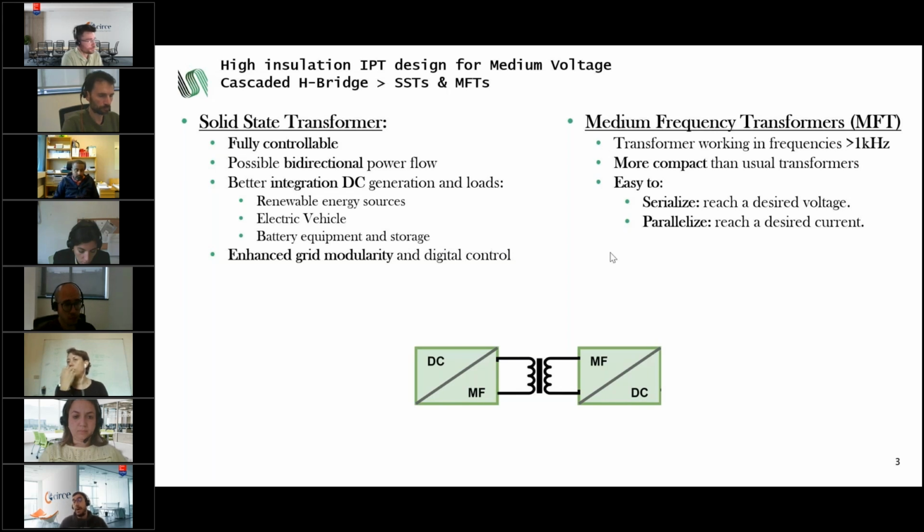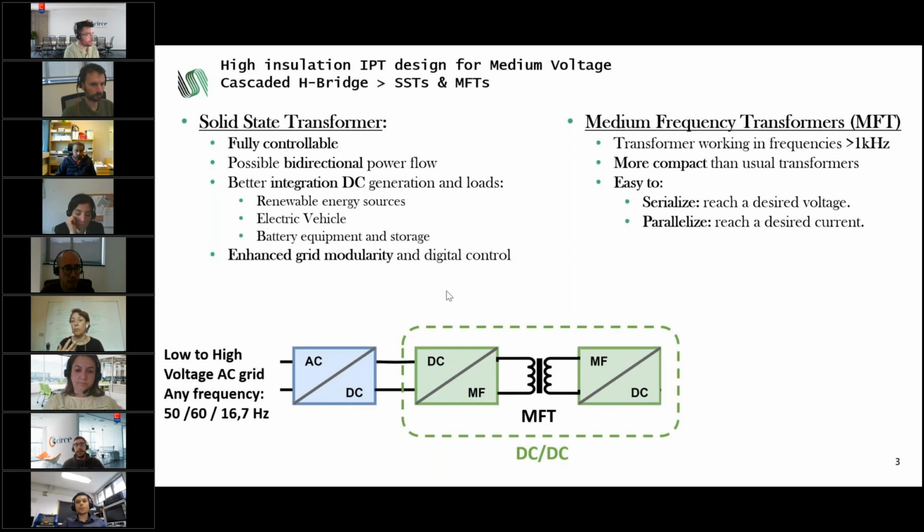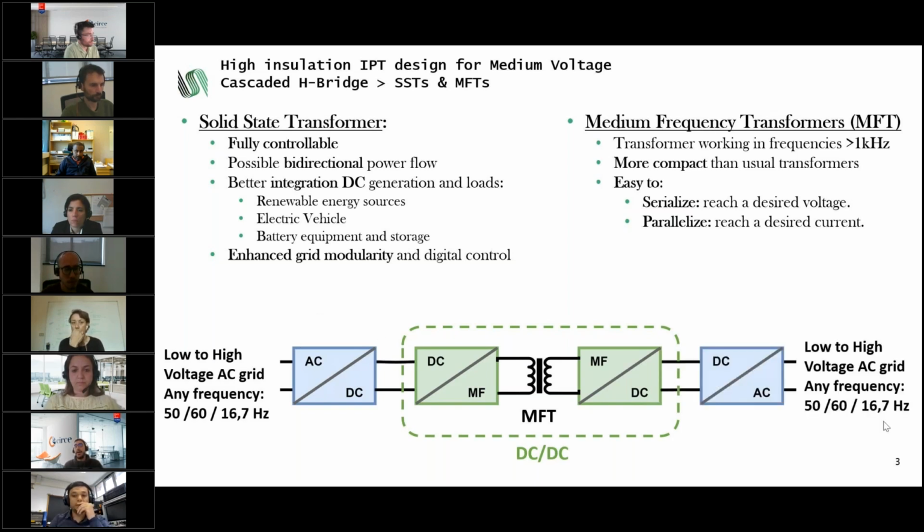So this medium frequency transformer, which is the connection between these two DC-DC converters, gives us the possibility to go with power electronics to medium or high voltage. And as we have seen, thanks to our colleagues, it is also possible to interconnect AC-DC converters to connect with an AC grid working at different voltage levels and any frequency, and on the other side, it's possible to connect to another AC grid.